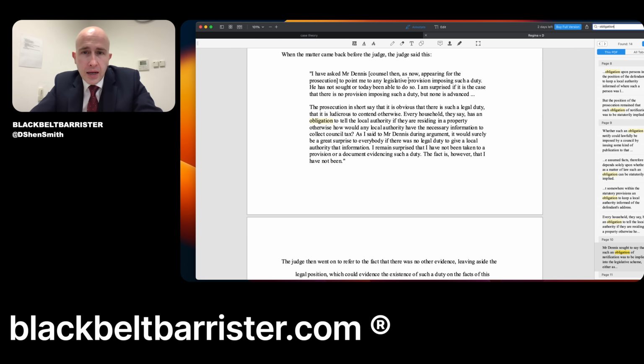Dennis, counsel, then, as now appearing before the prosecution, to point me to any legislative provision imposing such a duty. He has not sought or today been able to do so. I'm surprised if this is the case, that there is no provision imposing such a duty, but none is advanced. The prosecution, in short, say that it's obvious that there is such a legal duty, and that it's ludicrous to contend otherwise. This legal duty, obviously, to notify the local authority. Every household, they say, has an obligation to tell the local authority if they're residing in a property. Otherwise, how would any local authority have the necessary information to collect council tax?"